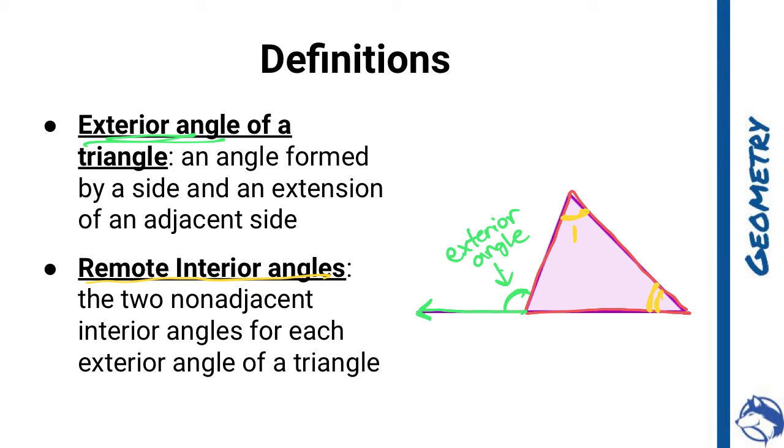So it would be like angle 1 and angle 2. They're not congruent or anything. This is just a way to mark the angles at this point. So I'm just kind of coloring them in. Okay, so those are the remote interior angles, and that one's the exterior.